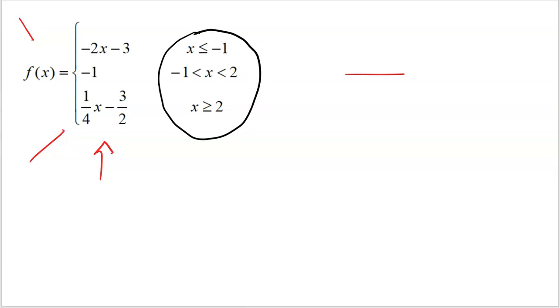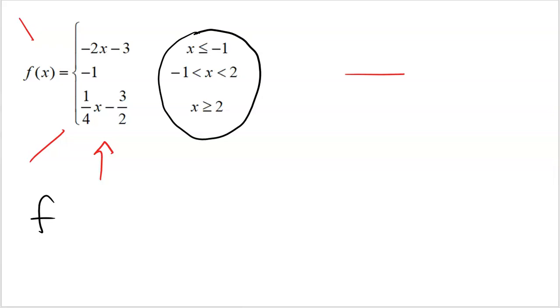This tells you when to specifically use each piece. For example, the top piece is only used if x is less than or equal to negative 1. The middle piece is used if x is anywhere between negative 1 and 2, but not equal to negative 1 or 2. And the bottom piece is used when x is greater than or equal to 2. So this basically dictates what you use, right?